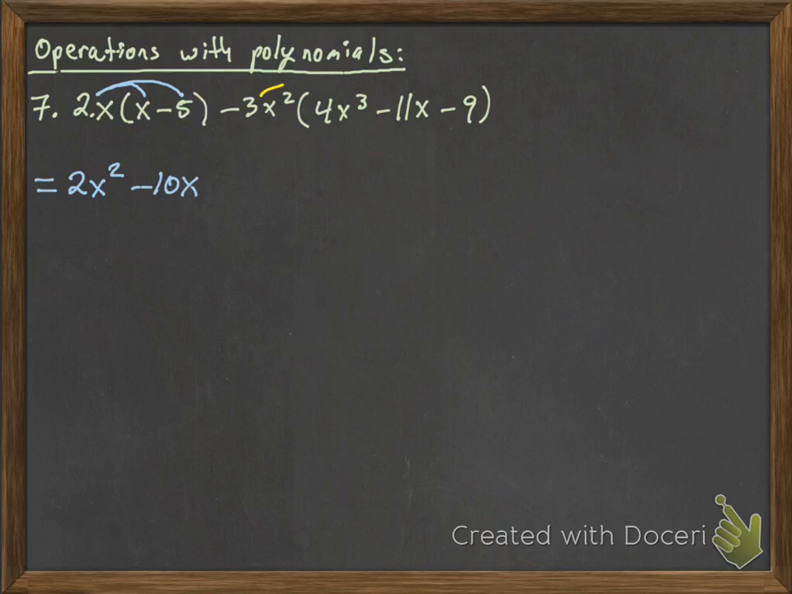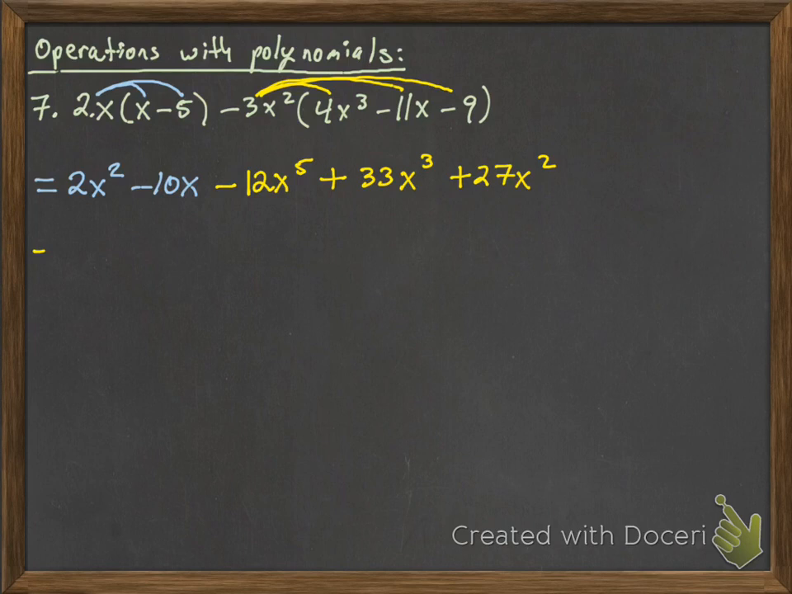We're done. Now we're going to look at the second part, and we're going to distribute the minus 3x squared all the way through. So minus 3x squared times 4x cubed will be minus 12x, and we add the exponents, x to the 5th. Minus 3x squared times minus 11x will be 33, and then x squared times x will be x to the 3rd, and minus 3x squared times minus 9 is 27x squared. Okay? The next thing to do is to combine like terms.